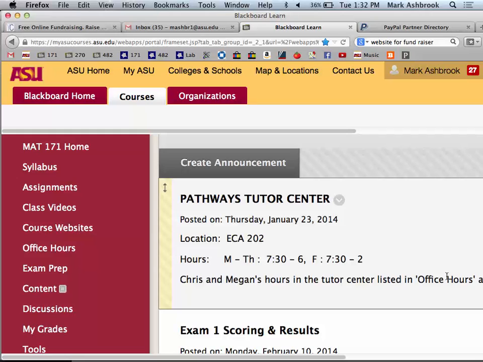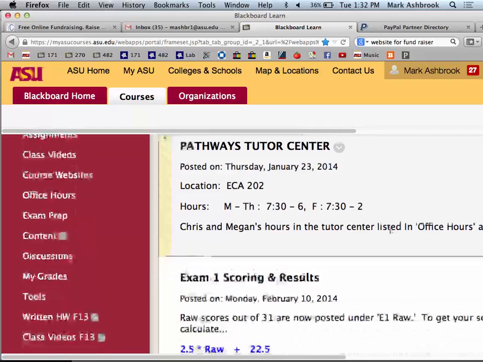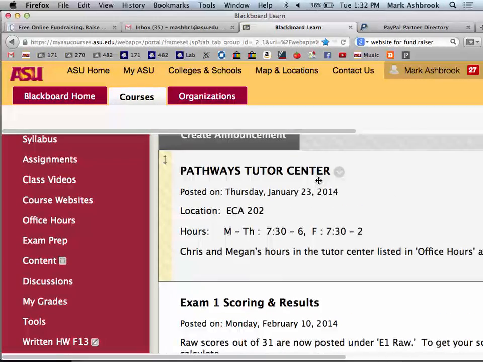So hopefully you've started studying by now. If you've not started studying, you've got to make sure you get all those basics about exponential functions because those are tested. Don't forget about the Pathways Tutor Center, ECA 202, open to help you study Monday through Thursday, 7:30 to 6.